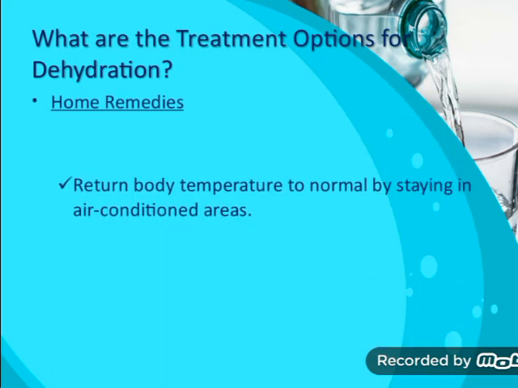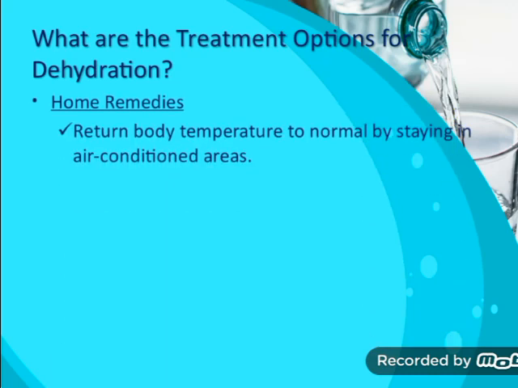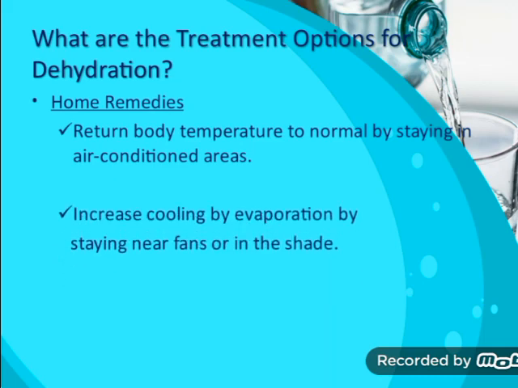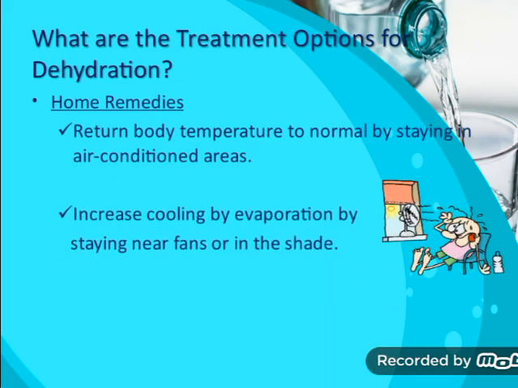Air-conditioned areas are best for helping return the affected individual's body temperature to normal and break the heat exposure cycle. If air conditioning is not available, increase cooling by evaporation by placing the person near fans or in the shade, if outside. Place a wet towel around the person.